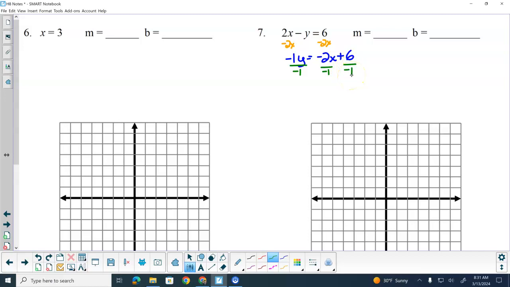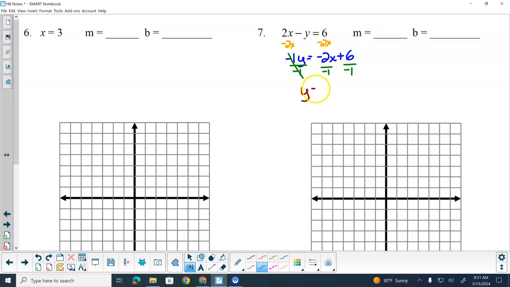Now, dividing by negative 1. What's the only thing that does? Keeps the number the same, but what does it do to the sign in front of it? Or changes it, right? So like here on this one, on the y, it makes it go away.